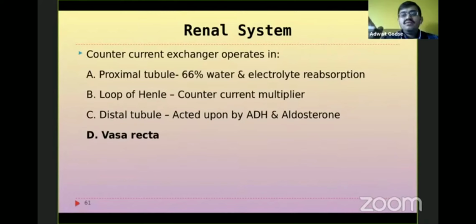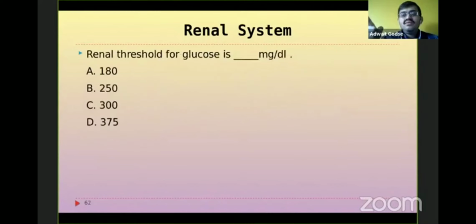What is the role of proximal tubule? 66% of water and electrolyte absorption, that is maximum water and electrolyte absorption, occurs in proximal tubule. Only the remaining 33% occurs in loop of Henle, distal tubule, and collecting ducts. Is it fine? So maximum glucose absorption, maximum sodium absorption, water absorption, all occur in proximal tubule. Please remember this. Vasa recta are involved in the countercurrent exchanger.